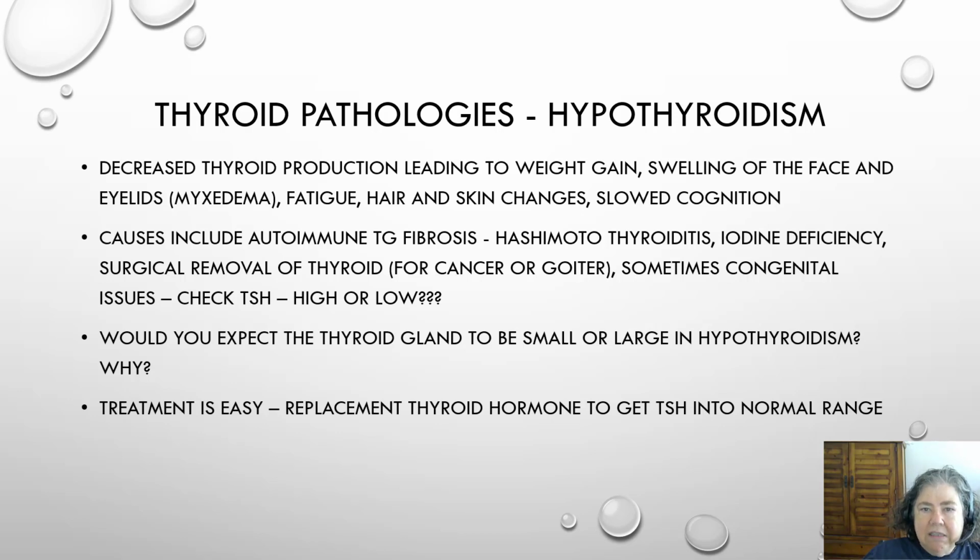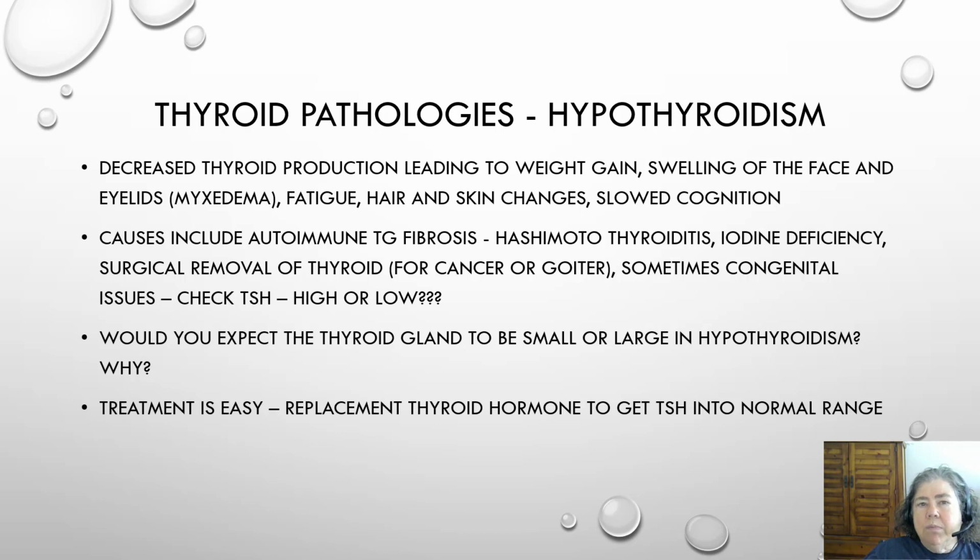But other causes of hypothyroidism can include iodine deficiency, and so that happens in parts of the third world where people are unable to get adequate iodine in their diet. Surgical removal of the thyroid, which is sometimes done for thyroid cancer or for goiter. And there are congenital causes of hypothyroidism that we'll talk about in a couple of minutes.